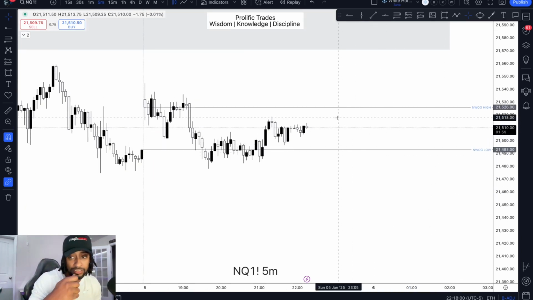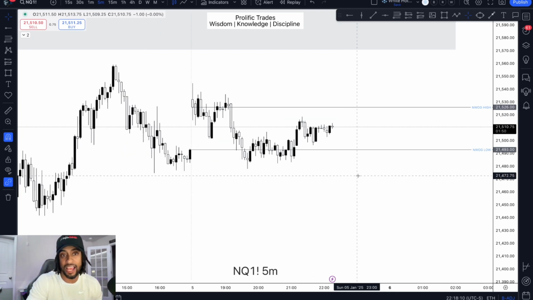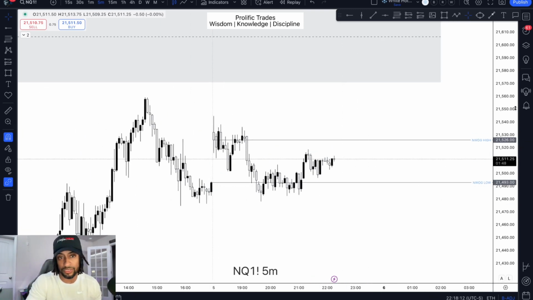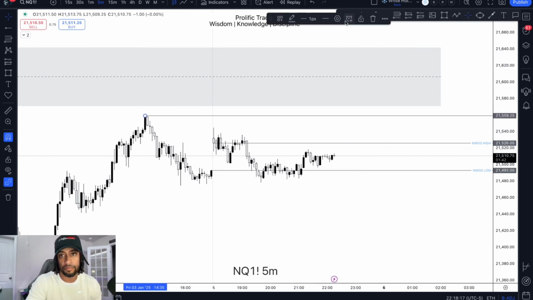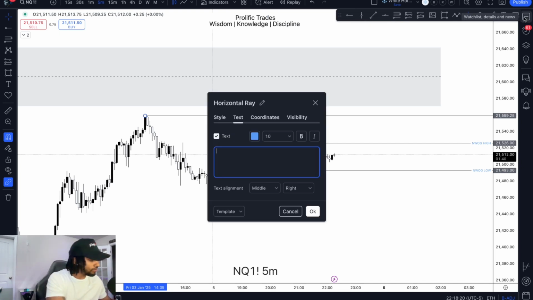We like to see these inefficiencies or these gaps within the market. We like to see them be treated as support and resistance, classic support and resistance. And it happens all the time. So we got Friday's high right there, and I'll just simply mark that.